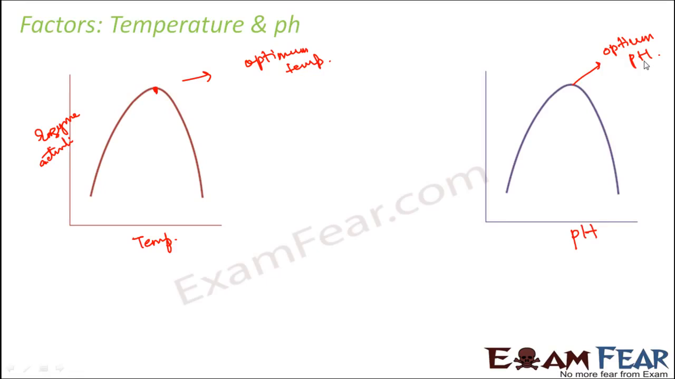For example, if you talk about the enzymes which help in the process of digestion, the digestive enzymes mostly have acidic pH as their optimum pH. That is their optimum pH. Whereas if you talk about intracellular enzymes, they want a neutral pH, neither acidic medium nor basic medium. So the requirement of an optimum pH changes with different enzymes.